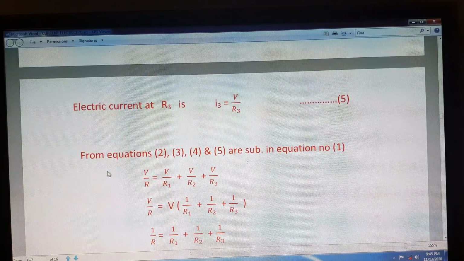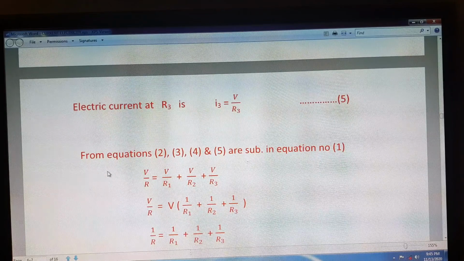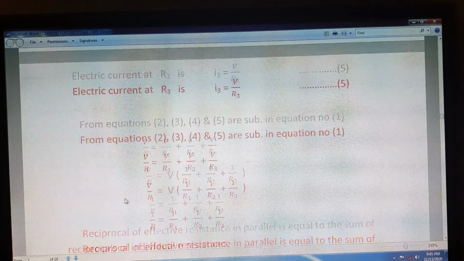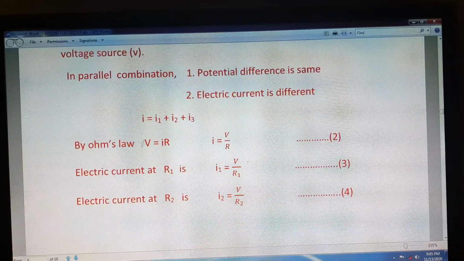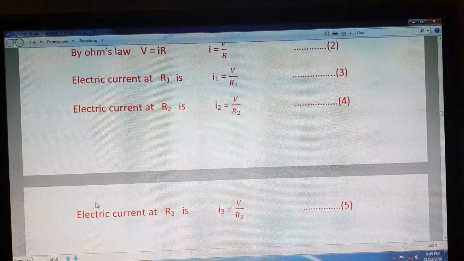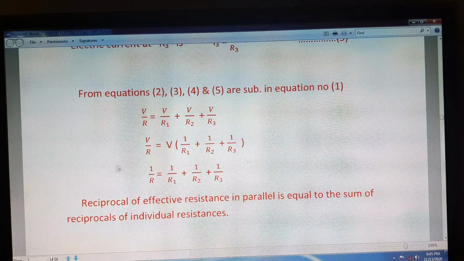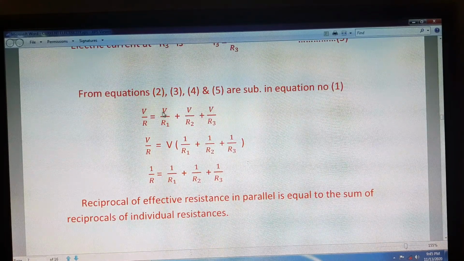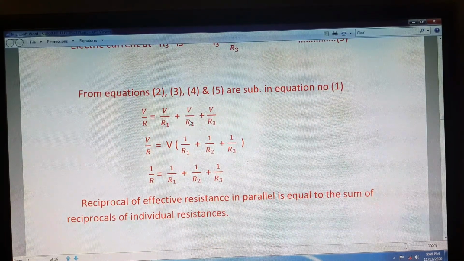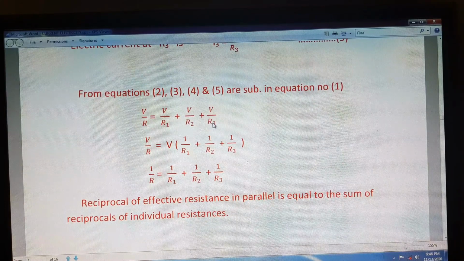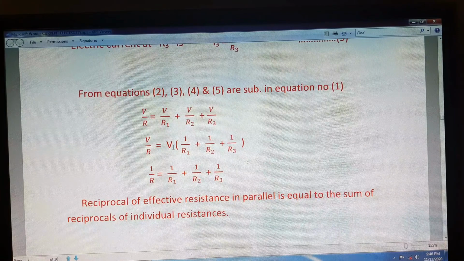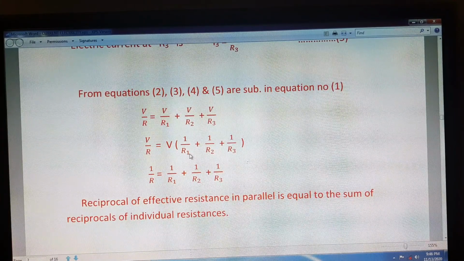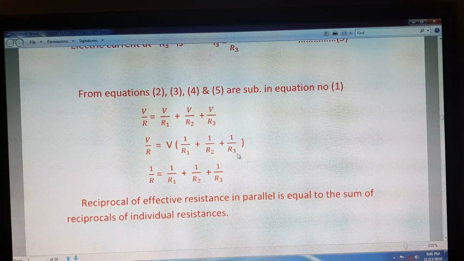So equations 2, 3, 4, 5 are substituted in equation number 1. What is equation number 1? I is equal to I1 plus I2 plus I3. So we can substitute all of the equations. V by R is equal to V by R1 plus V by R2 plus V by R3. So we simply take V common. V by R is equal to V into (1 by R1 plus 1 by R2 plus 1 by R3).